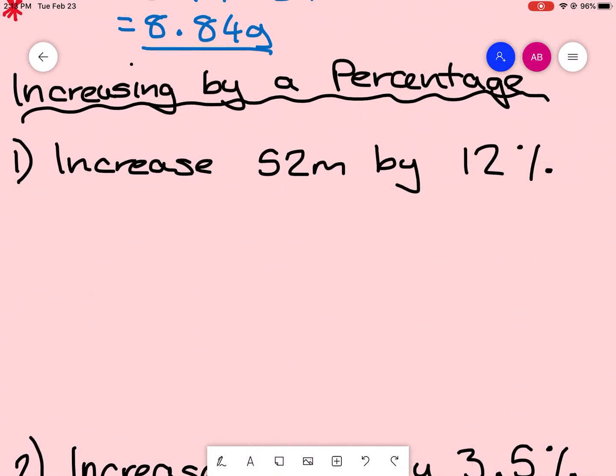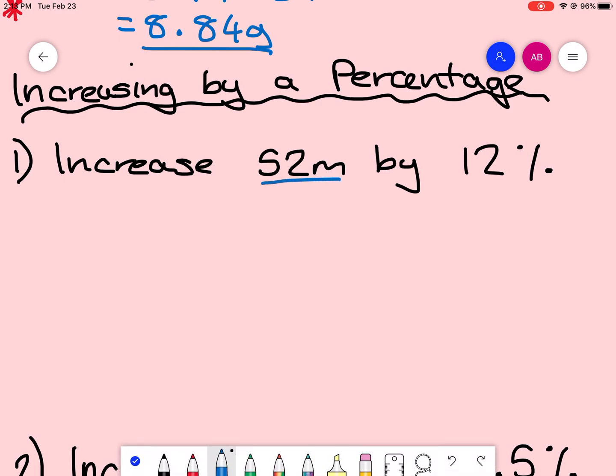Now, what we're looking at today, and again, I'm going to tell you to do this using a particular method. Therefore, when we come to do specifically the Nat 5 level percentage work, you will be able to apply the method more easily. So, increasing by a percentage, the first question we have to do is increase 52 metres by 12%. Now, we could calculate 12% of 52 and then add it on. So, increase, we're always adding. Decreasing, which we'll look at on Friday, we have to then take away the percentage.